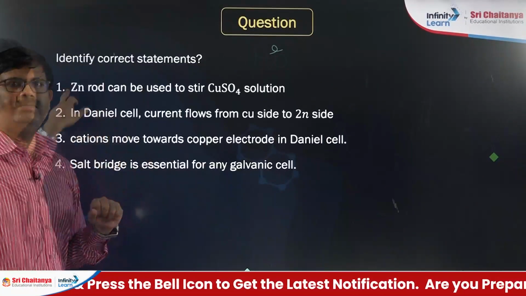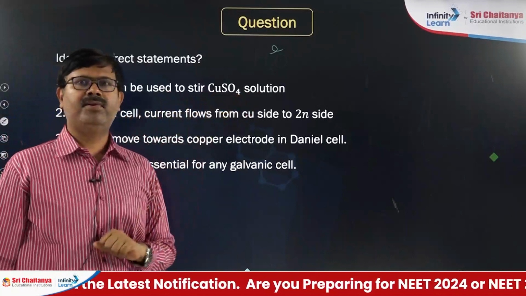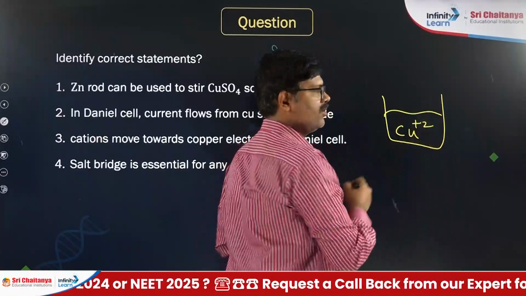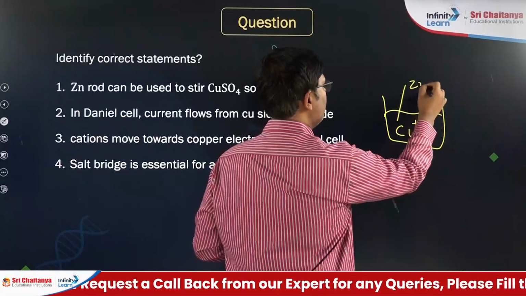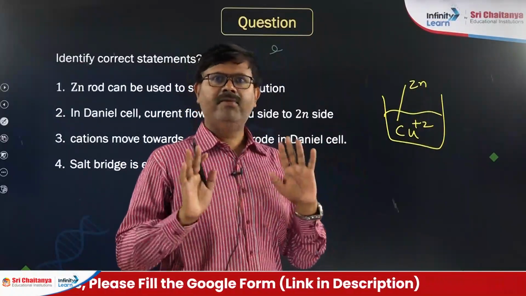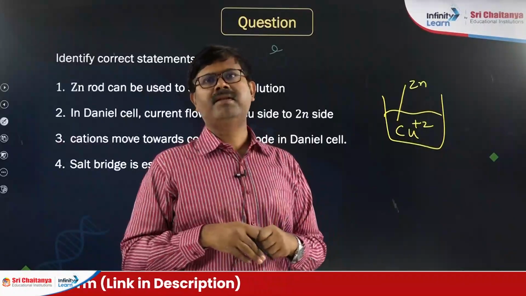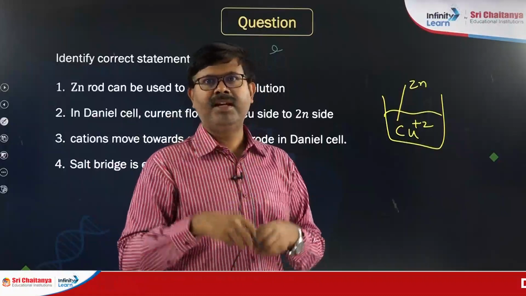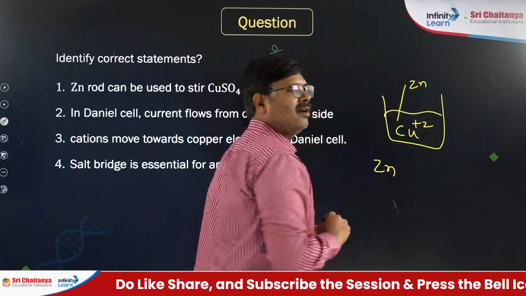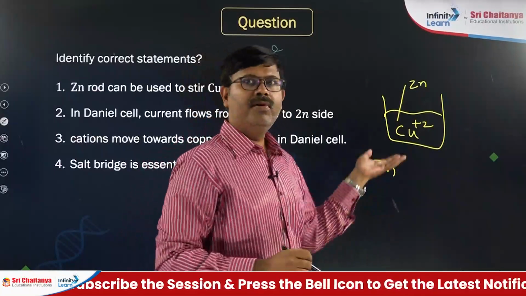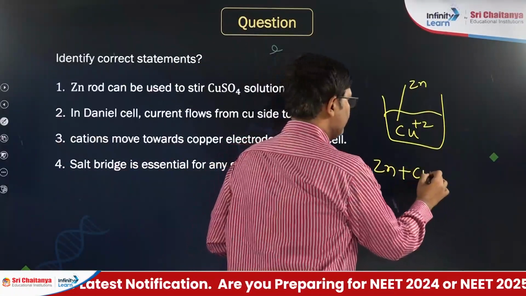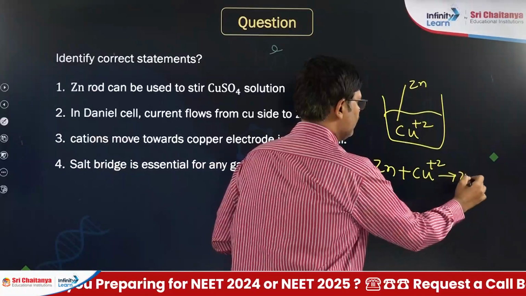Identify correct statements: zinc rod can be used to stir CuSO4 solution. Suppose I take the CuSO4 solution, copper is in +2 state, and I use the zinc rod to stir the solution; then what happens? If a reaction does not take place between them, fine, we can use that rod. But if a reaction is taking place, then we should not use that rod to stir, because it will dissolve in that and the whole purpose of stirring is lost. Now, how to decide whether the reaction takes place or not? We know that zinc is above in the reactivity series, copper is below. Therefore, zinc can displace the copper from its salt.